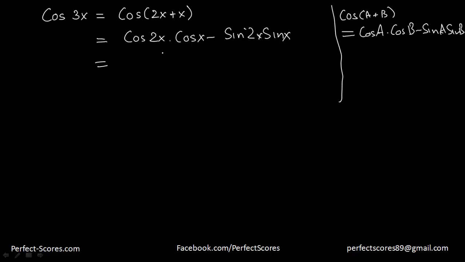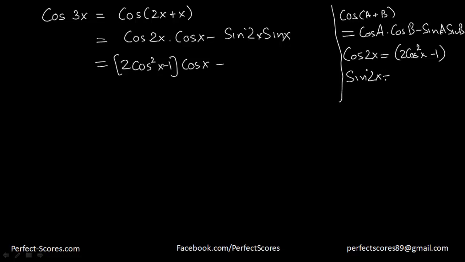So what is the value of cos 2x? As we have known from the previous question, cos 2x can be written as 2 cos square x minus 1. So cos 2x is 2 cos square x minus 1, into cos x, minus sin 2x, which can be written as 2 sin x cos x. That means this is 2 times sin x into sin x, it's sin square x cos x.